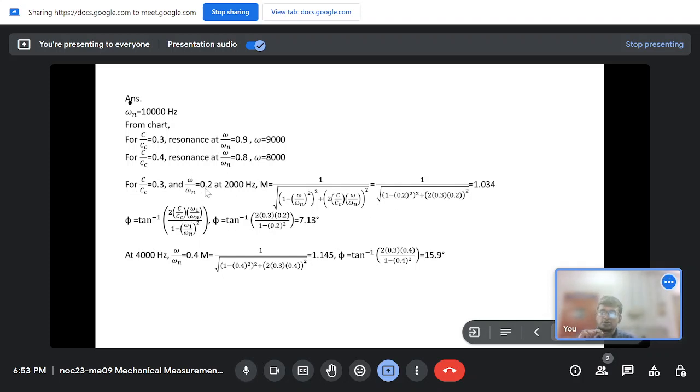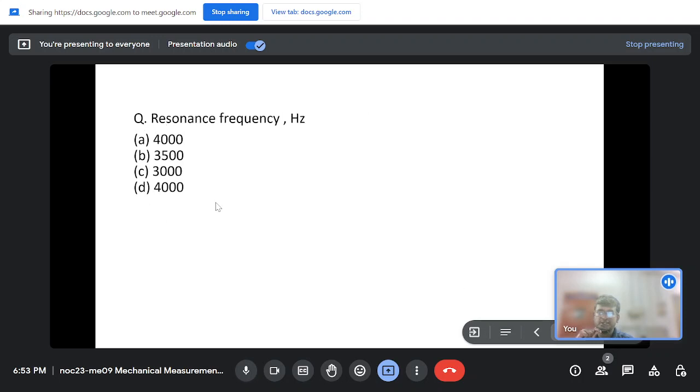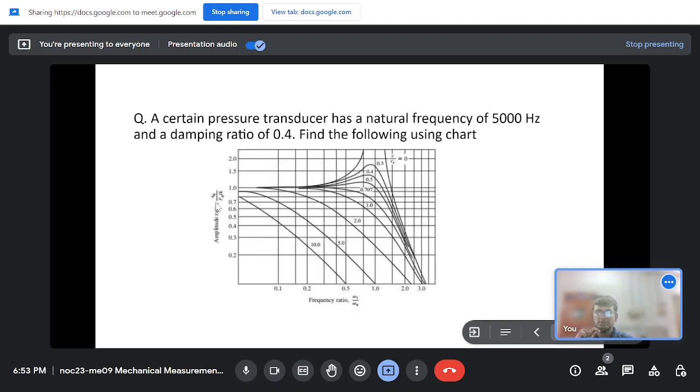See, for omega by omega n is 0.2 and for damping ratio of 0.3, if you go to the previous chart, so we know 0.3 and omega by omega n is 0.2. See, that is very close to 1, above 1 but very close to 1, and what we got is 1.034, which is also close to 1. It's equal to 1, so it's 3.4%. So there we can easily find out the value of the dynamic error.